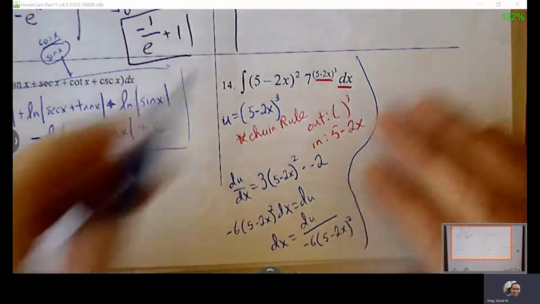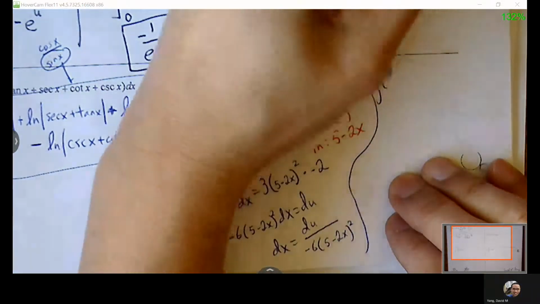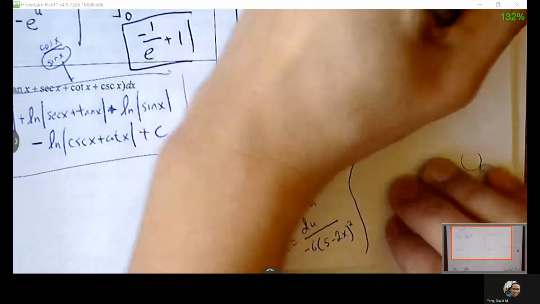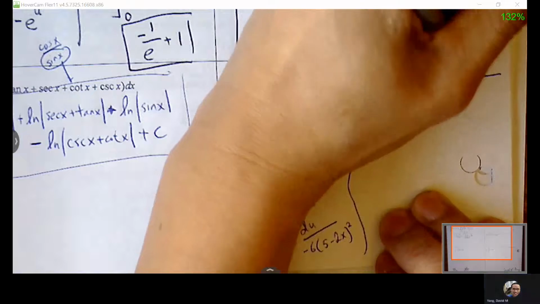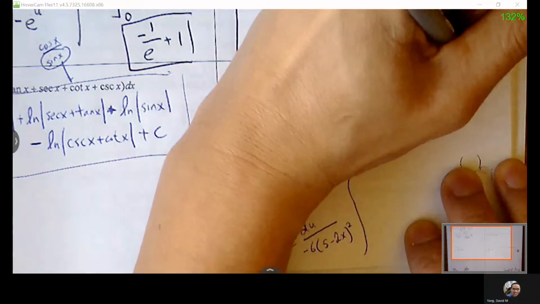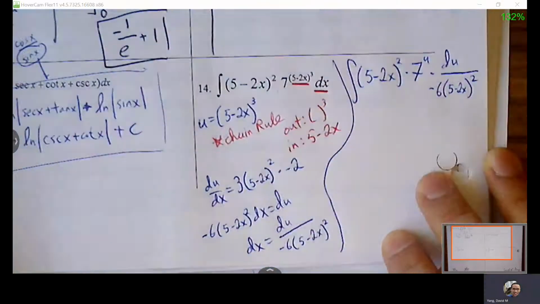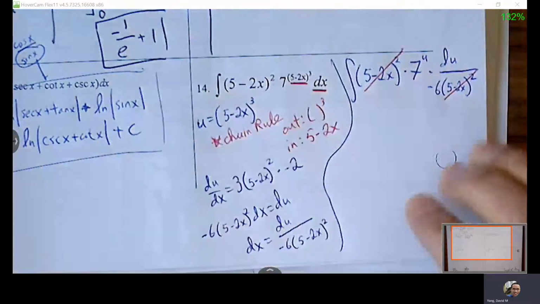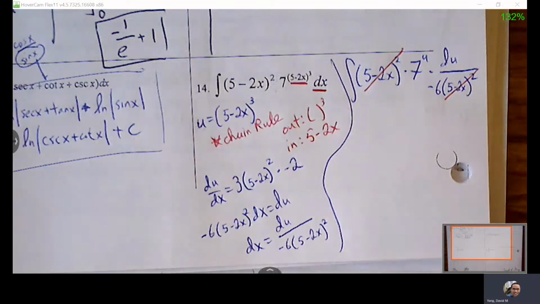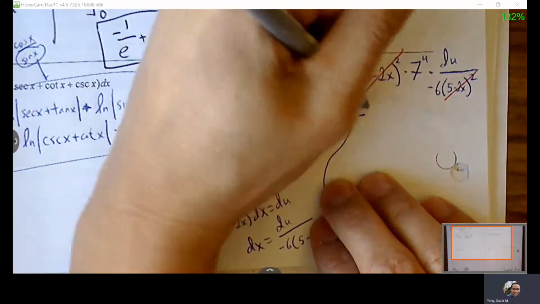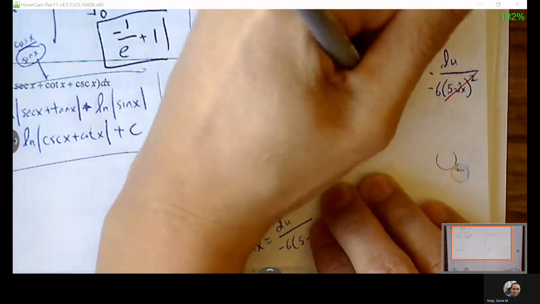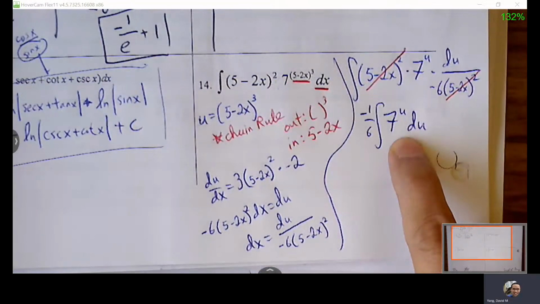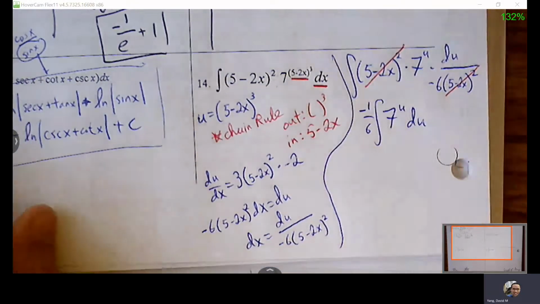Okay, we make our substitution. The 5 minus 2x squared goes away like we want, but there's a leftover what? It's good, -1/6, right? -1/6 in the denominator. So you should be able to recognize this as an a to the U rule, and then finish it off from here.